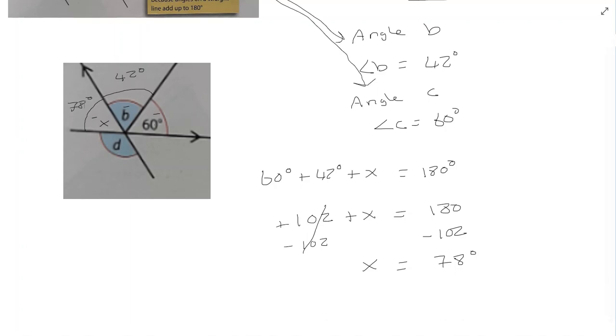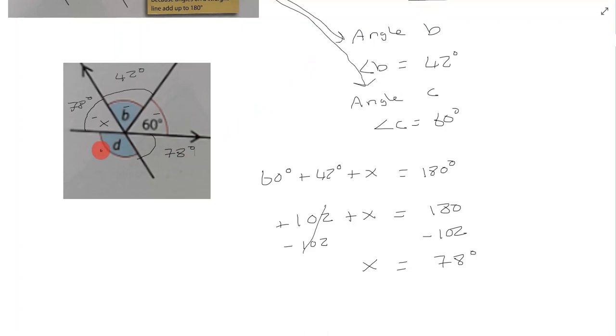Now, if we have a look here and here, these are what are known as opposite angles. Opposite angles are equal to each other. Just like alternate angles are equal to each other, opposite angles are also equal to each other. So if this here is 78 degrees, then this angle here has to also be 78 degrees. So this angle is equal to 78 degrees, because these are opposite angles.